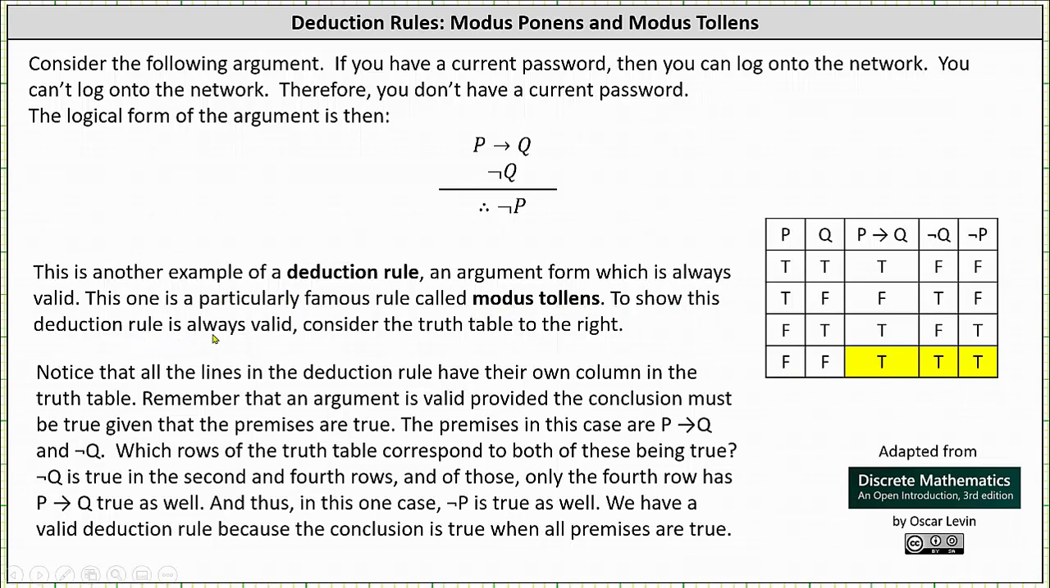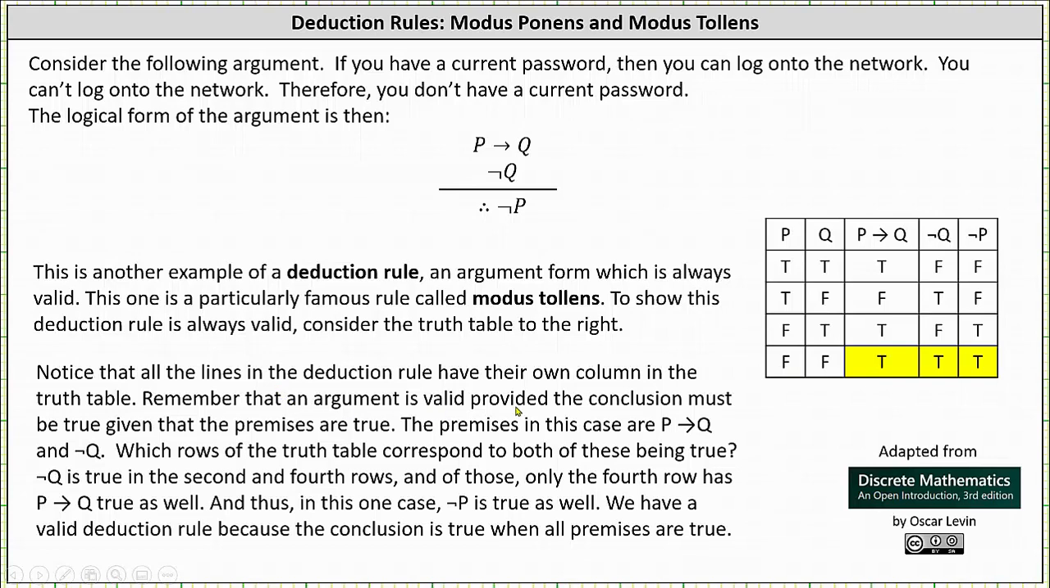To show this deduction rule is always valid, again consider the truth table to the right. We have a column for P, a column for Q, a column for if P then Q, a column for not Q, and a column for not P. Again, notice how the last three columns are in the same order of the argument. We have if P then Q, not Q, and not P.